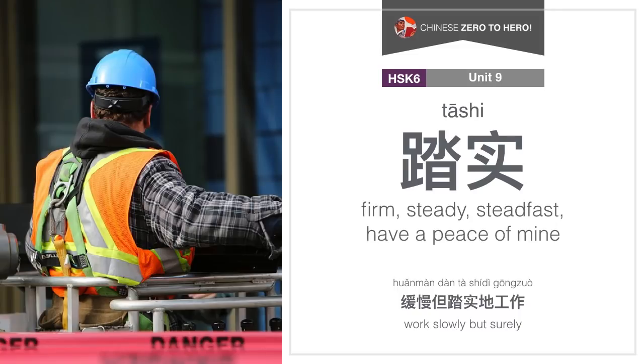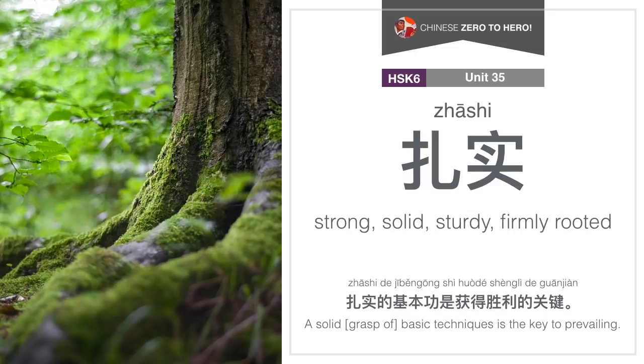In HSK 6, we also learn the word 踏实 meaning firm, steady, or steadfast. It can also mean to have a peace of mind. 缓慢但踏实的工作 work slowly but surely. In HSK 6, we also learn 扎实 meaning strong, solid, sturdy, or firmly rooted.